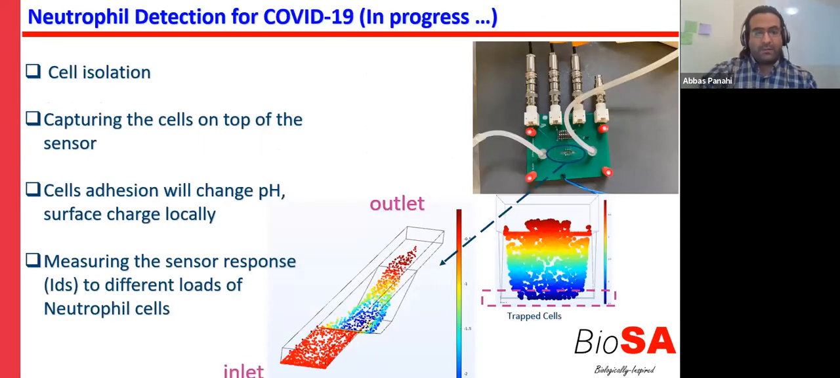Next slide. For our application, which is detection of neutrophils for COVID-19, studies showed that there is a correlation between the number of neutrophils and COVID-19 status in patients. We have isolated neutrophil cells from saliva, and in our next step we are going to capture the cells on top of the sensor with microfluidics. After the cells adhere on the surface, the local pH will change, so we will be able to measure the sensor response based on different concentrations of the cells in the microfluidic channel. We are also using the COMSOL package for simulations to estimate the trapped cells on top of the sensor, and then use those data for our design.